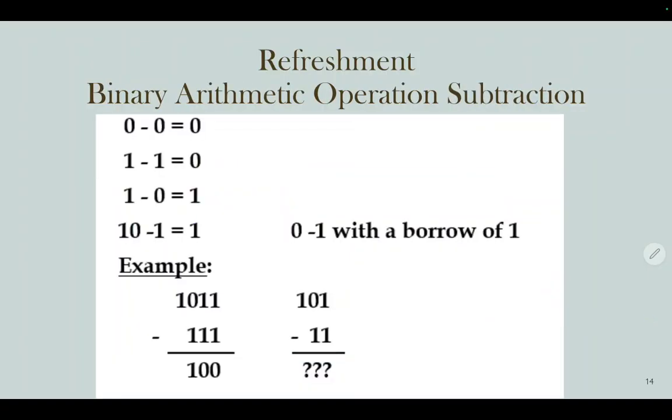Okay. So this is a refreshment for binary arithmetic operation for subtraction. 0 minus 0 equals 0. 1 minus 1 equals 0. 1 minus 0 equals 1. 0 minus 1. So 0 cannot be minus 1. You have to borrow. So you will be left with 1. Right?